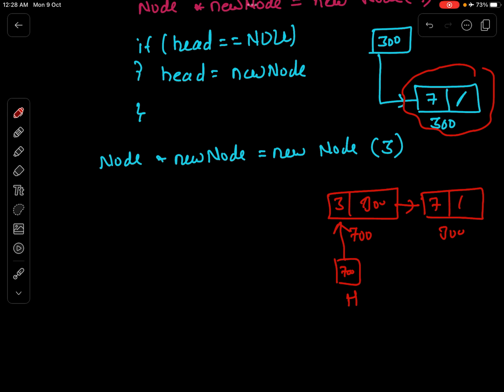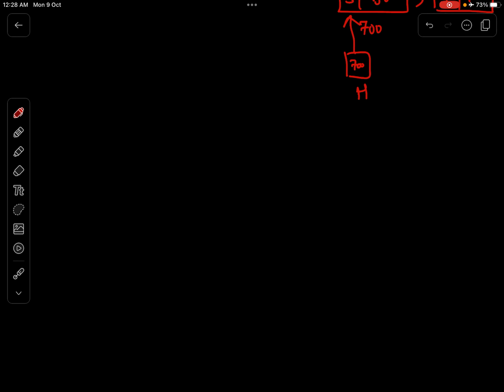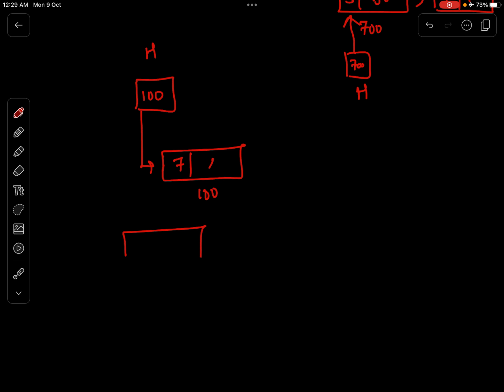How will it work? Just think from the diagrammatic point of view. This is my head, which contains a value 7, which is null. This is pointing to this. Say for example its address is 100, so this will be pointing 100 over here. Now I want to insert a data before this node. So say for example I got 3, here is null, and my address is 300. Now just observe carefully.